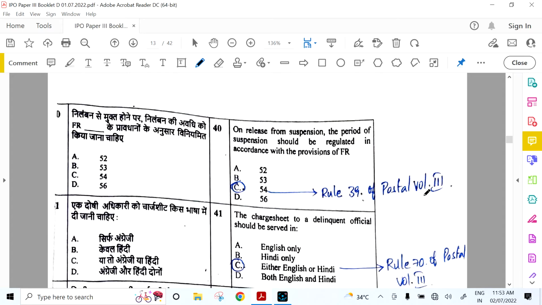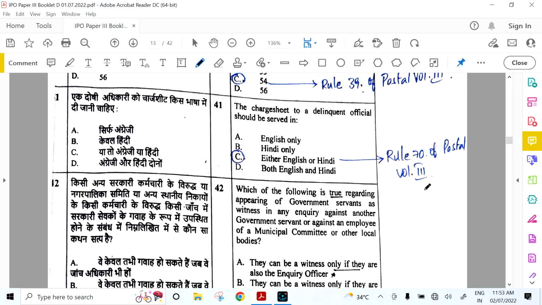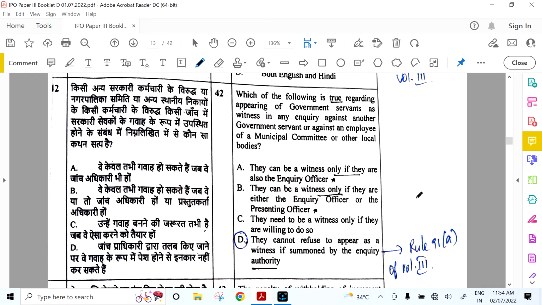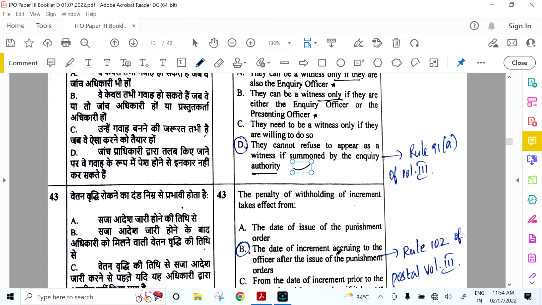On release of suspension, the period of suspension should be regulated in accordance with the provisions of FR 54 under Rule 39 of Volume 3. The charge sheet to a delinquent official should be served in either English or Hindi as per Rule 70 of Volume 3. Which of the following is true regarding appearing of government servants as witness in any inquiry against another government servant or against an employee of a municipal committee or other local bodies? They cannot refuse to appear as witness if summoned by the inquiry authority, under Rule 91A of Volume 3.